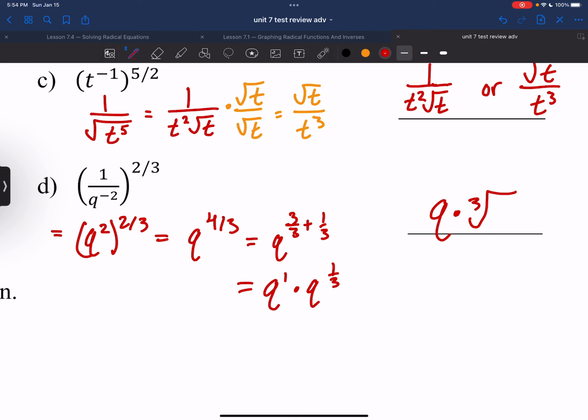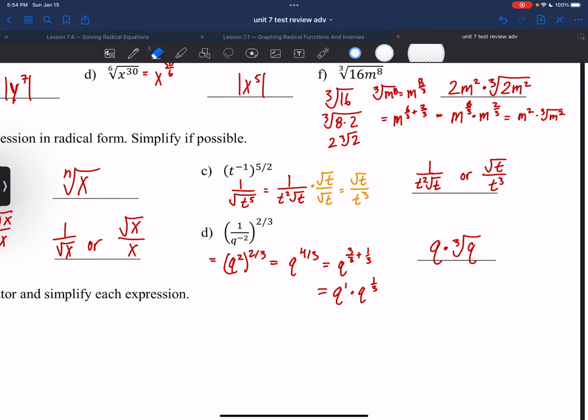Oh, isn't that funny? Oh, what a letter, right? The cube root. Get it? I say, haha. Okay, I'll stop. Yeah, the cube root of q.